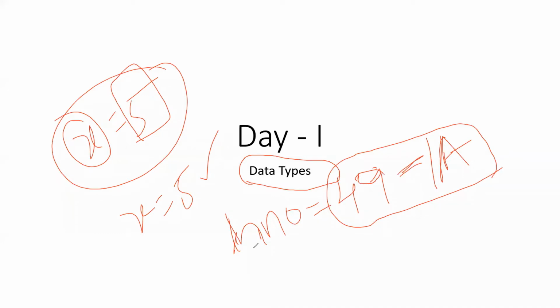49 is a numeric data. Dash is a special operator. 1 is a numeric data. A is an alphabet. So simply we can say numeric and non-numeric data. But when you are working with programming, it is your responsibility to say which type of data you are going to store. Is it numeric data or non-numeric data?